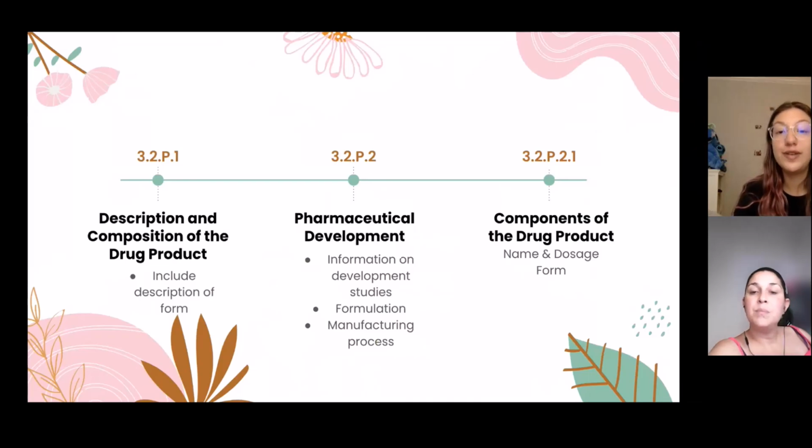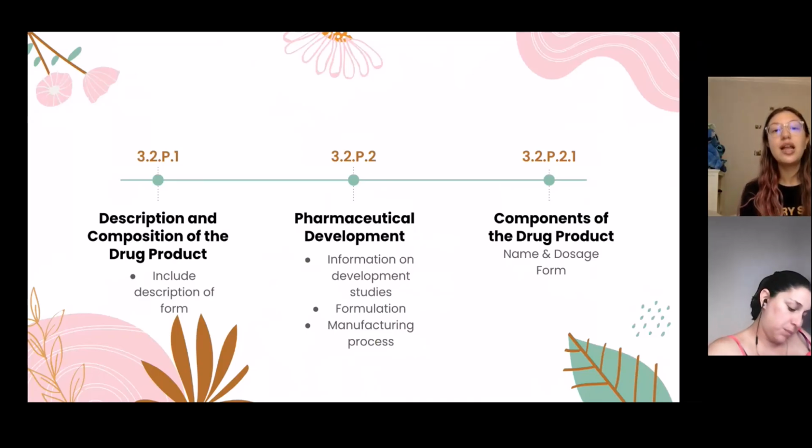3.2.P.2, there's pharmaceutical development. So this is also very important in the process. The pharmaceutical development section has to contain a lot of information. I've bulleted a couple: developmental studies, formulation and manufacturing processes. It has to include the container closure system, biological attributes, and how the instructions that you will be including with your drug product are appropriate to how to apply or use the product.